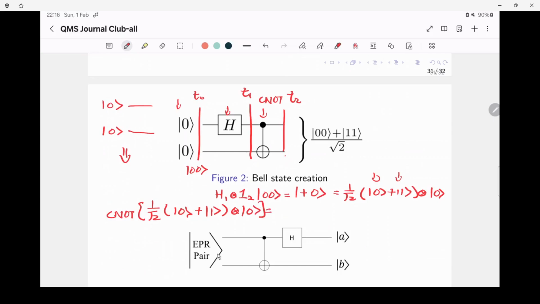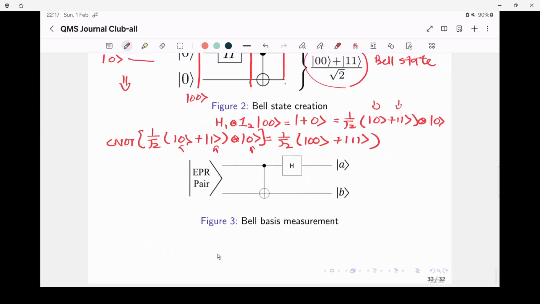So what it does is, when it is 0, it does nothing. That's why you get 0,0. When it is 1, it flips the second qubit. That's why you get 1,1. So this is how you would create what we call the Bell state by using a CNOT and a Hadamard gate. Okay.